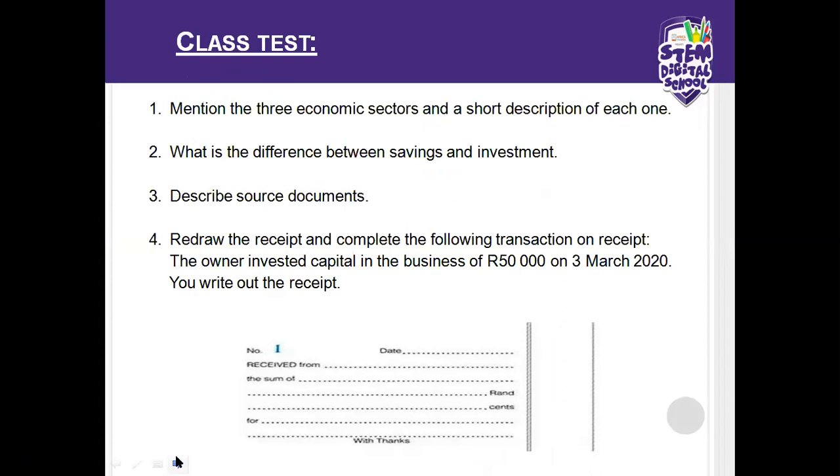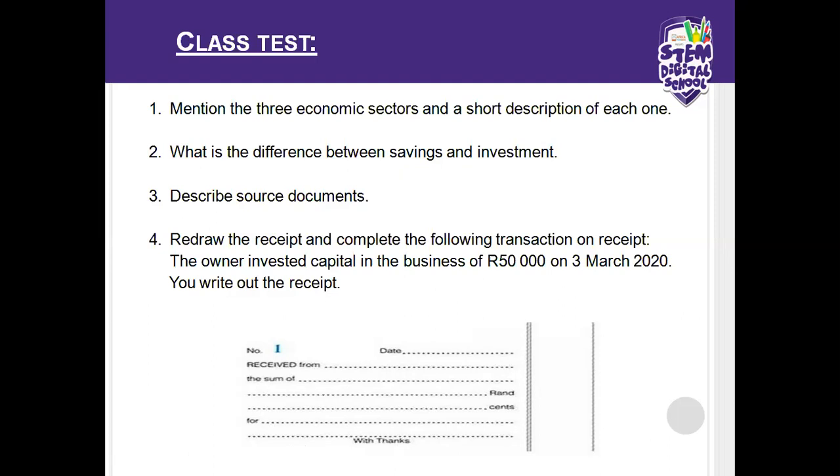Number four, redraw the receipt and complete the following transaction on the receipt. And the transaction is: the owner invested capital in the business of 50,000 on the 3rd of March 2020, and you write out the receipt. And then I've given you an example of a receipt there. So you guys need to copy that receipt, okay? And then you need to take that transaction and complete it on the receipt.